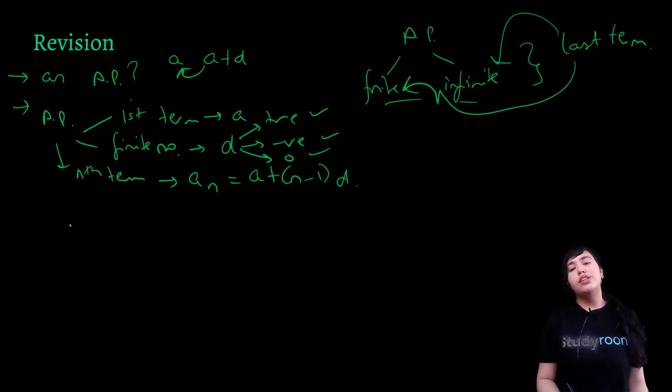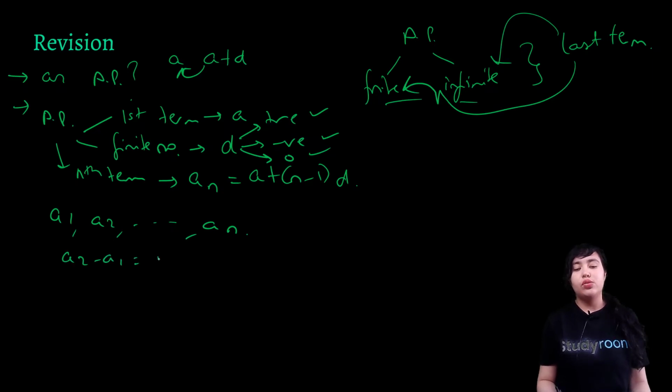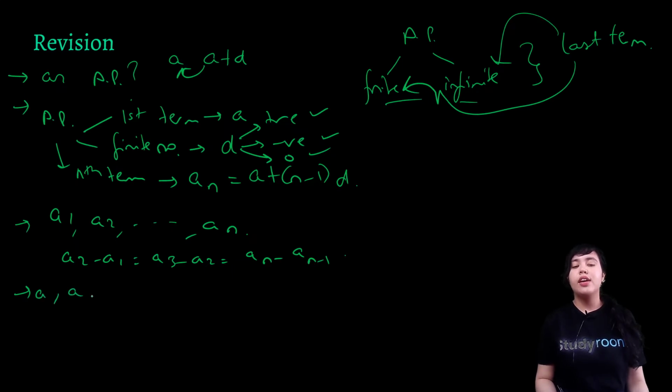Then what is the general form of an AP? A1, A2 going on till An, where A2 minus A1 is equal to A3 minus A2 is equal to An minus An-1. Then there was another way to represent this AP. That was A, A plus D. Tell me what was the next term? A plus 2D. And the last term was A plus (n minus 1) into D.